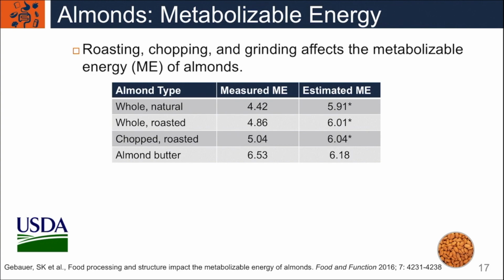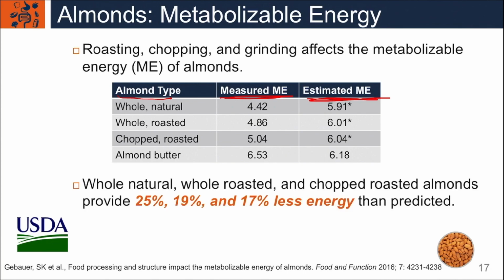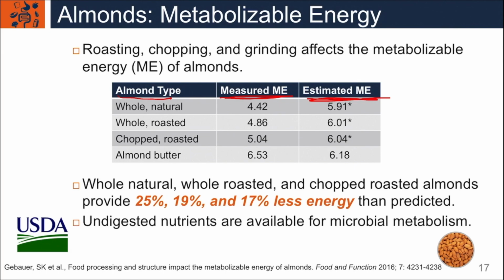This table shows the almond type, its measured metabolizable energy, and its estimated metabolizable energy using Atwater factors. What you should note is that the whole natural, whole roasted, and chopped roasted almonds provided less metabolizable energy than predicted. This is important because it means that these undigested nutrients were available for microbial metabolism. And this is where my research laboratory was able to come in and help to expand our understanding of these results by characterizing how almond processing also affected the intestinal microbiota.